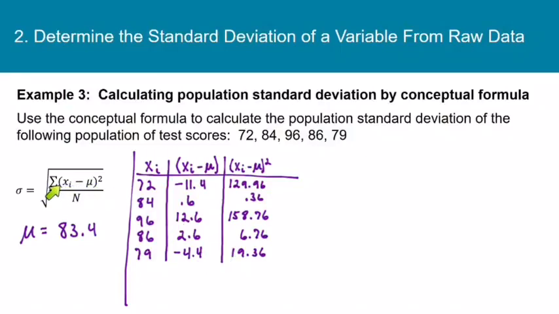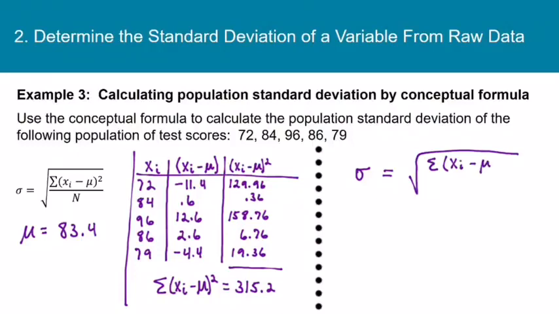Okay, now when you read the formula, can you tell what to do next? The formula says to sum all of the squared deviations. So I'm going to add together all of the numbers in this column, and the sum of the squared deviations is 315.2. Okay, now let's take a look at our whole formula. We take the sum of the squared deviations, we divide by the population size, and then we take the square root of the whole thing.